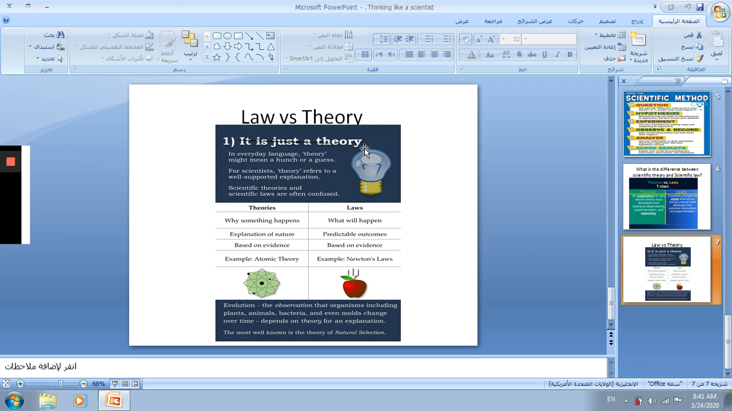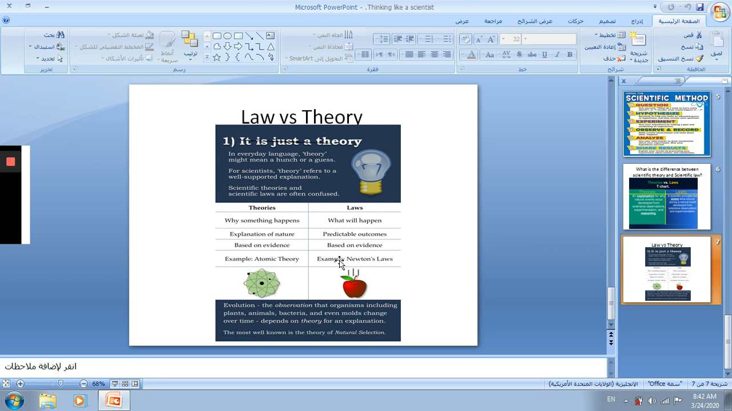Okay, law versus theory. Theories say why something happens. Laws state what will happen. Theories are an explanation of nature. Laws are predictable, and predictable here means expectations, or estimated outcomes. Both of them are based on evidence, so they have similarities and differences.